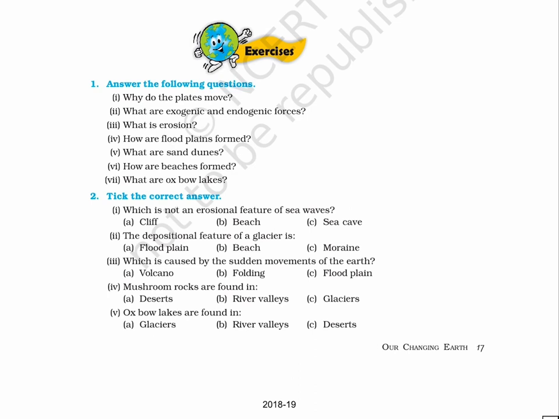Part 4. Mushroom rocks are found in A. Deserts, B. River valleys, C. Glaciers. Part 5. Oxbow lakes are found in A. Glaciers, B. River valleys, C. Deserts.